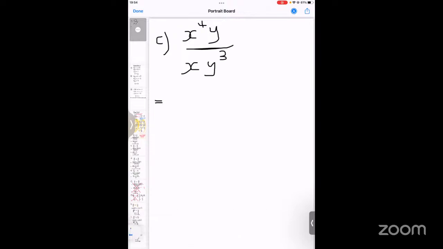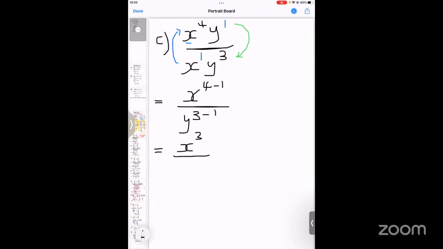Yes, sir. So here I was saying we have invisible 1 there, and we have invisible 1 there. Because this one has a bigger exponent, it means this one will go to the top, and this one will have to come to the bottom. I'm not sure if you understand, Manahil. Yes, sir. So how you should work it out is, at the top you have x to the exponent 4 minus 1, and at the bottom, where you have a bigger exponent, you will subtract at the bottom. So you have x to the exponent of 3 over y to the exponent of 2. That is the end of it. Does it make sense, Manahil? Yes, sir.